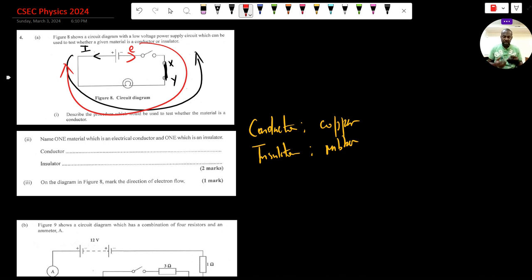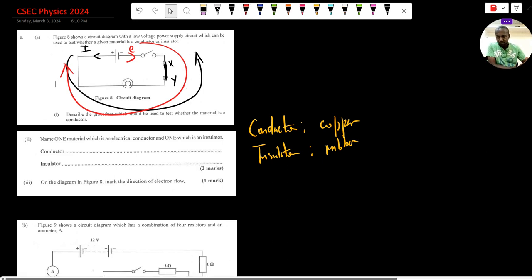Because electrons, of course, would flow from the negative terminal of the battery, where there is a surplus of electrons, around the circuit, and they would then be deposited onto the positive terminal of the battery. All right. So that would be the direction of electron flow from the negative terminal around the circuit in a clockwise direction. All right. So 1 mark for that.